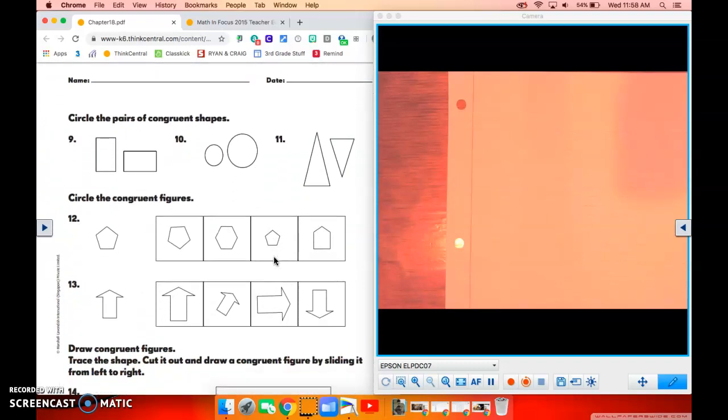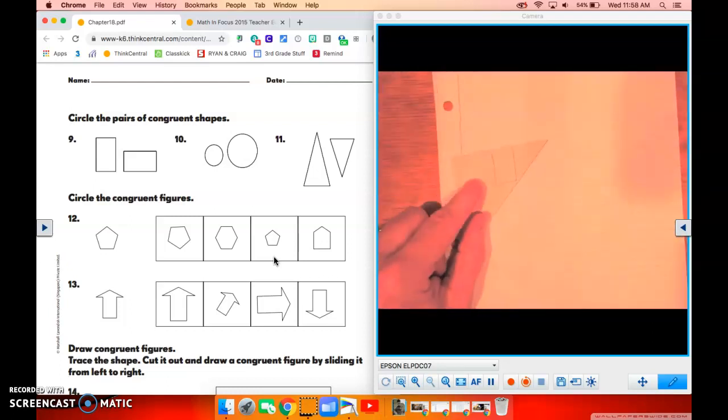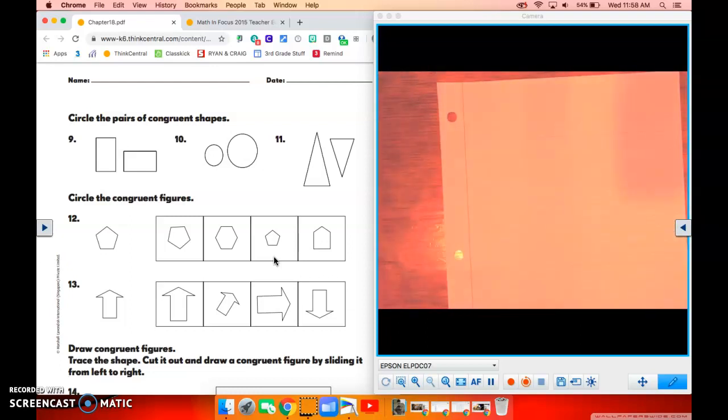Number 9, circle the pairs of congruent shapes, 9, 10, and 11. So 10 is congruent. We have one is up and down like that right there. The other one, same exact size, but over here. So 9 is congruent. 10, they are not the same size. They're both circles, but they're not the same size. Same as 11. They are both triangles, but one is larger than the other.